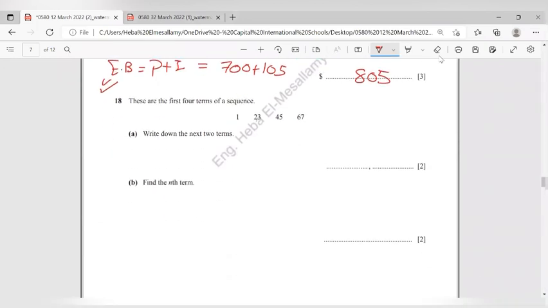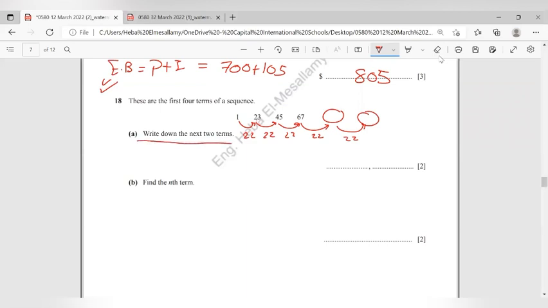Question 18, sequences. These are the first 4 terms of a sequence. Write down the next 2 terms, find the nth term. Let's try to find the difference here. You'll find that I'm adding 22 between the terms. So I'm going to add another 22 to get a value here, and another 22 to get a value here, because the question wants to write down the next 2 terms. So 67 plus 22, you will get 89. After then, if you added 22, you will get 111.